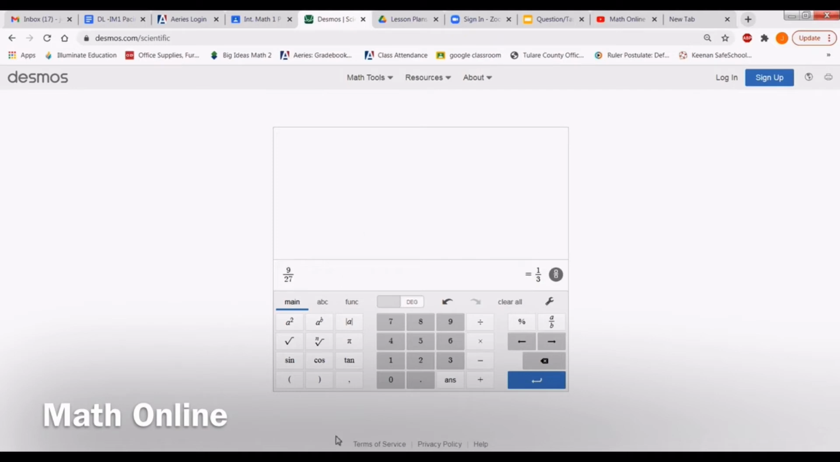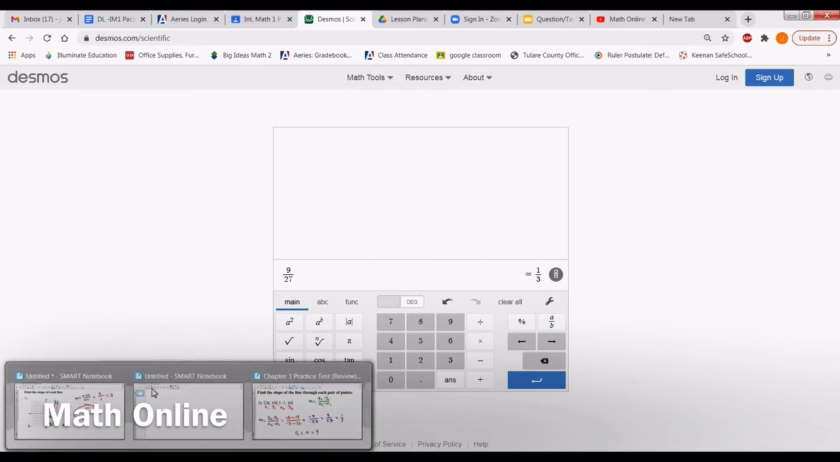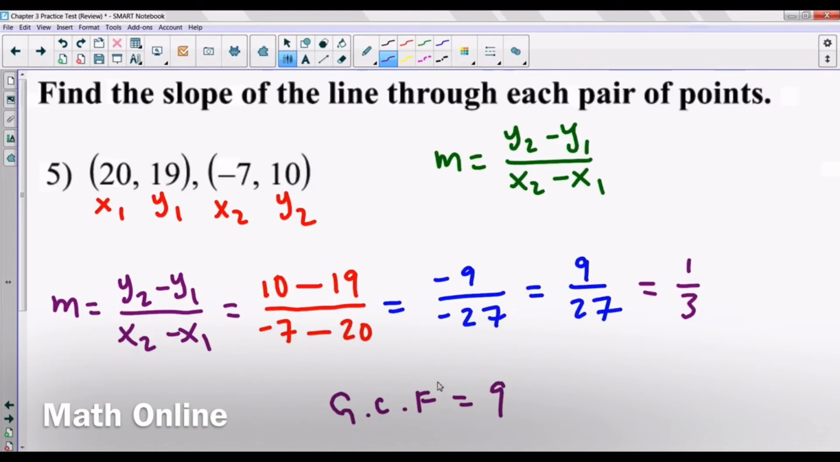All right, so let's go back to our slides. Hopefully this was helpful. Remember, take advantage of this Desmos.com scientific calculator. It's pretty awesome. I recommend it, in case you don't have an actual calculator. So let's go back to our slides here, and then we would say the slope, just to finish it off, the slope is 1/3.